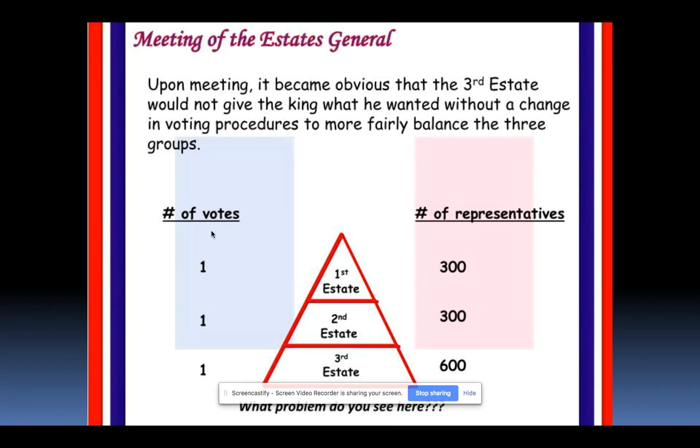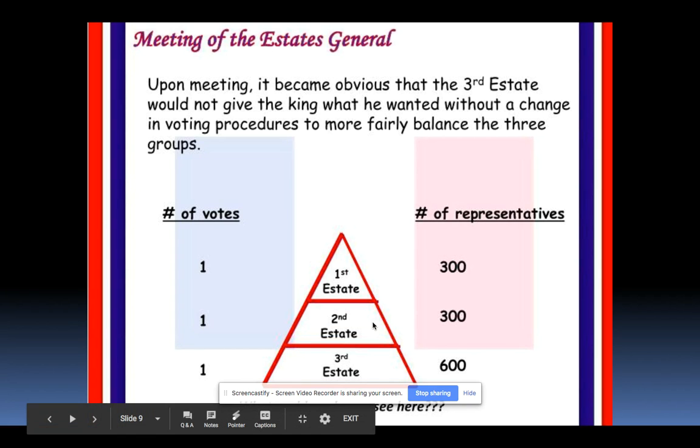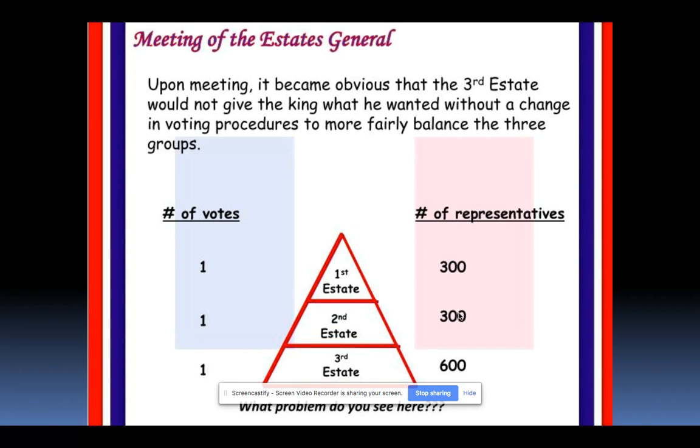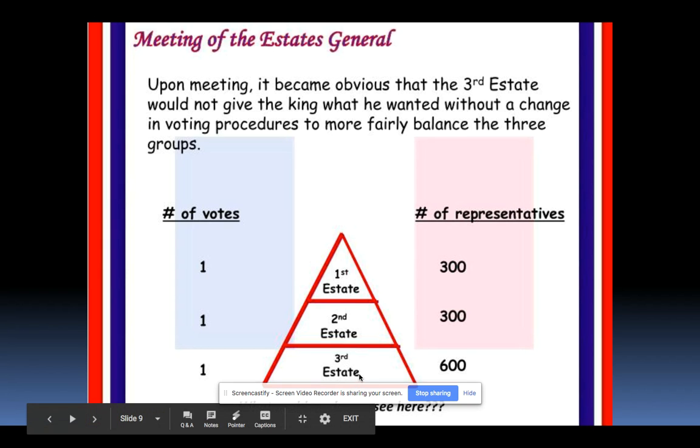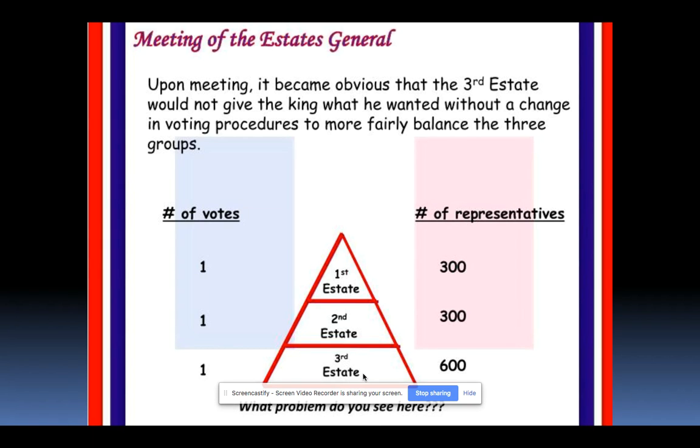Rather than voting off of number of votes per estate, they say, let's do total amount of representatives. This makes it a little bit more fair, as you are getting 600 total votes with the first and second estate, 300 plus 300, obviously, simple math, versus the 600 votes that the third estate would get. Okay, so this would make it a bit more fair. Well, that doesn't happen, right?